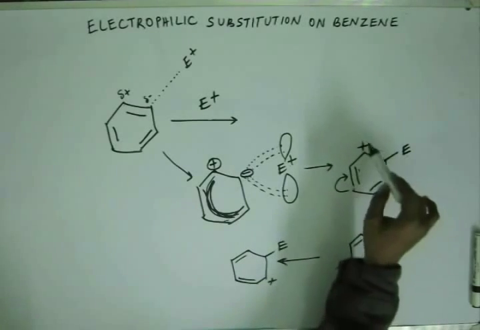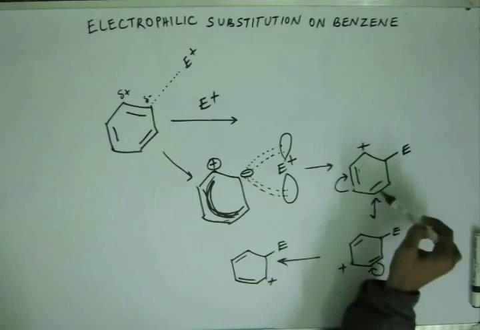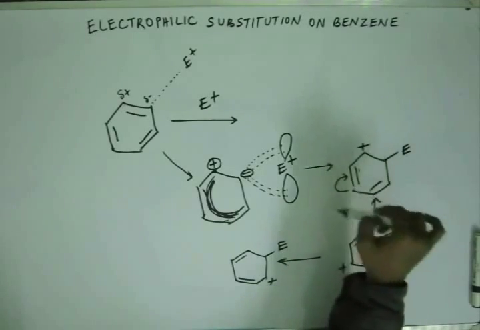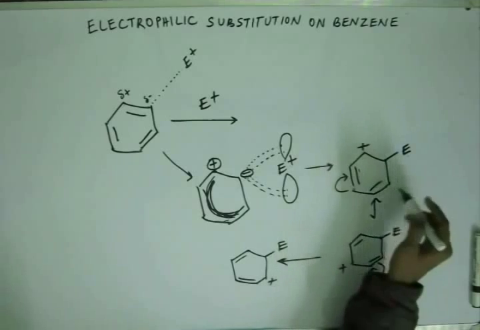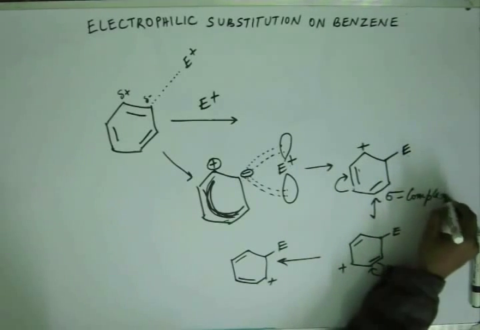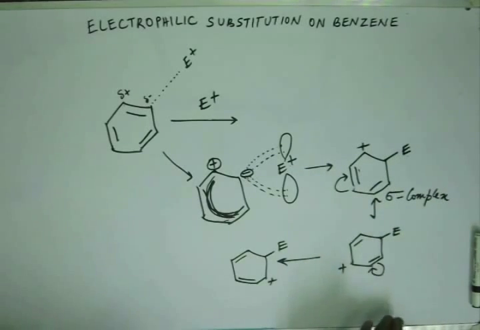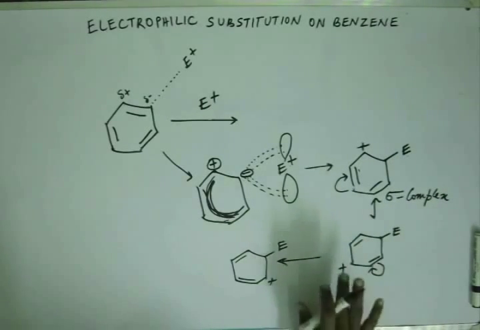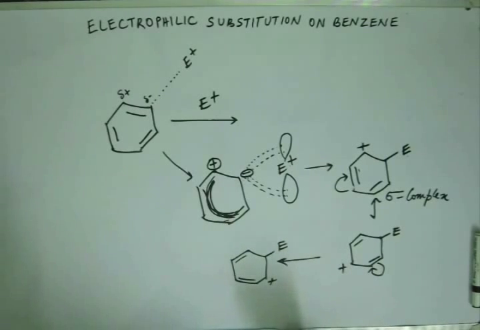This conjugation of this plus charge, this pi bond and this pi bond in a ring, in the RDS, this intermediate is called sigma complex. Now because of the formation of sigma complex, the plus charge on the ring is stable, the RDS can be crossed out easily. Now the RDS can be crossed out easily, but that's not all we are looking for. Now what we are looking for and what we are very keen about is we have to regenerate the aromaticity somehow.